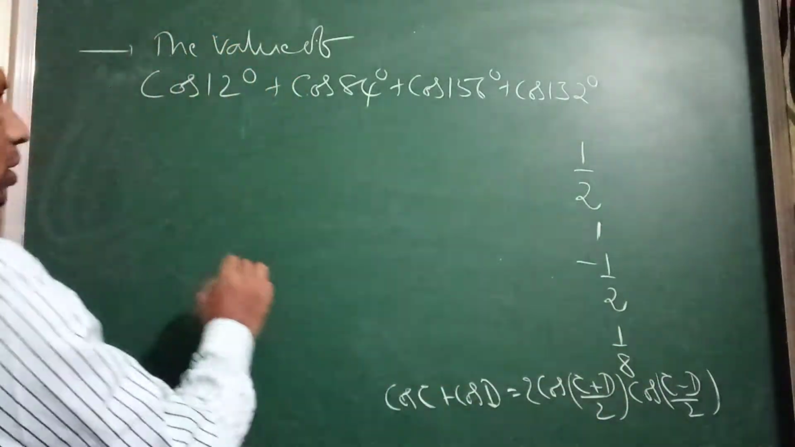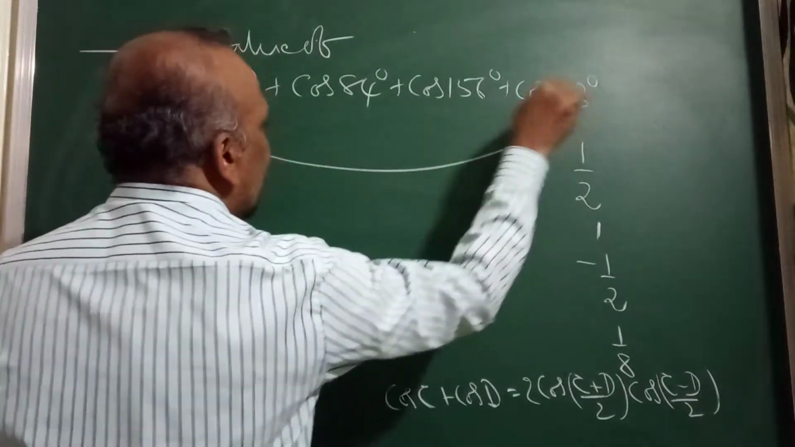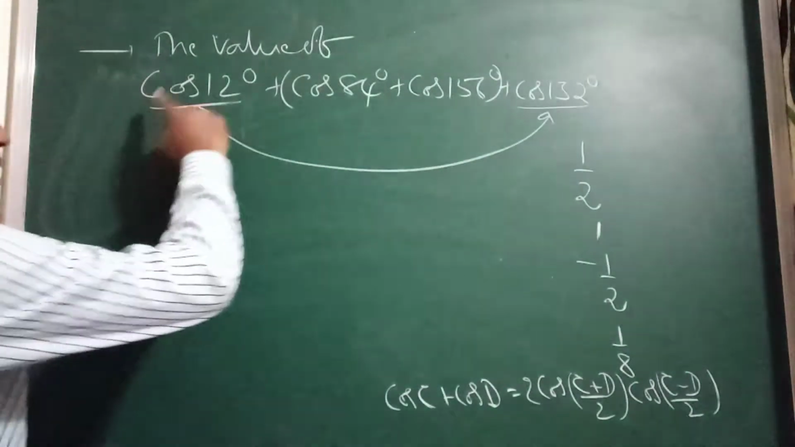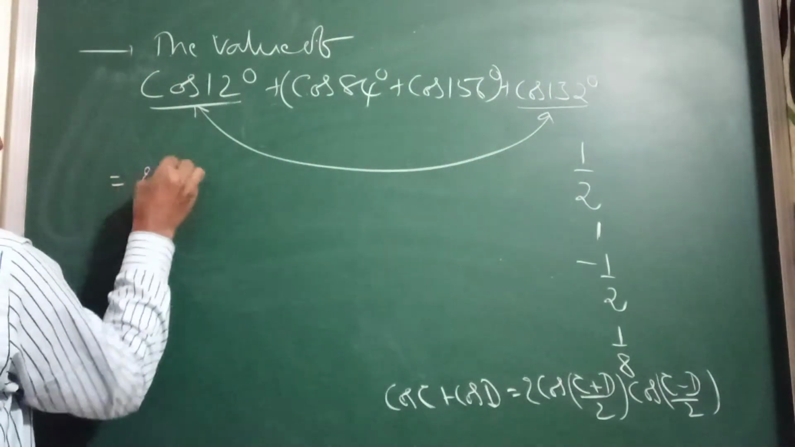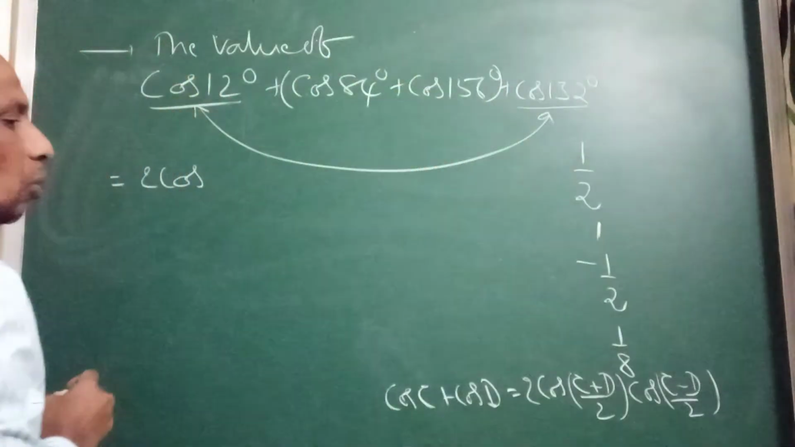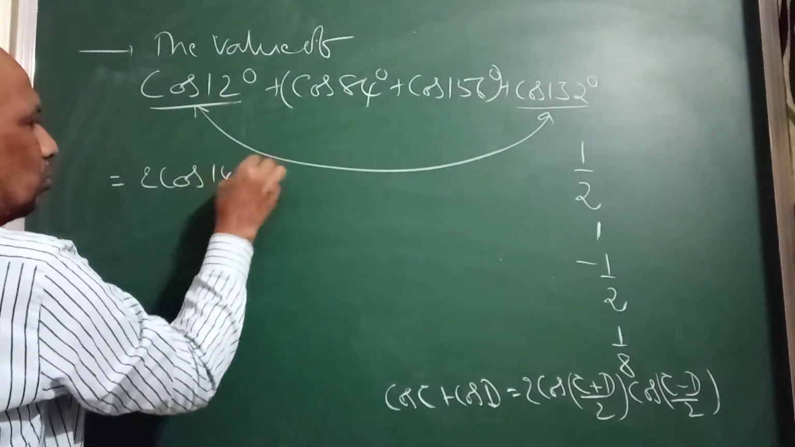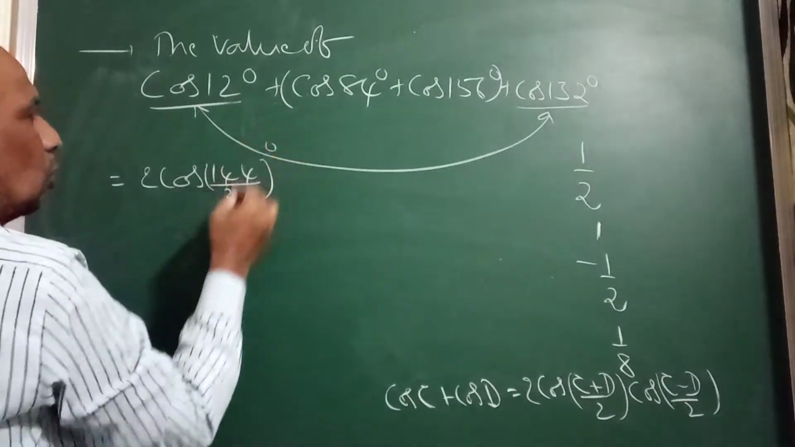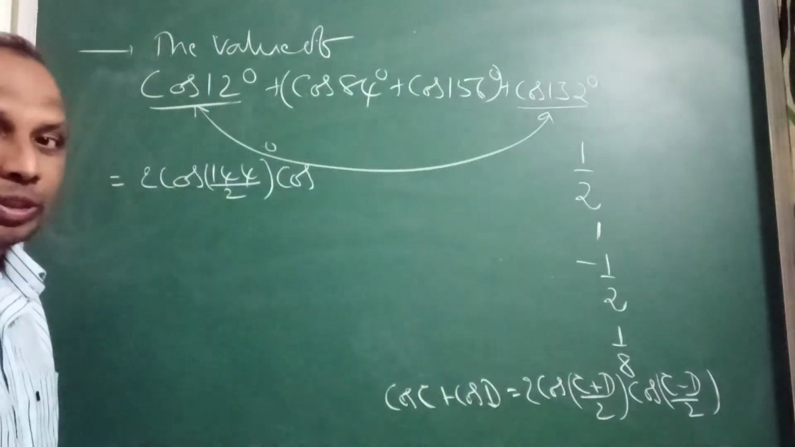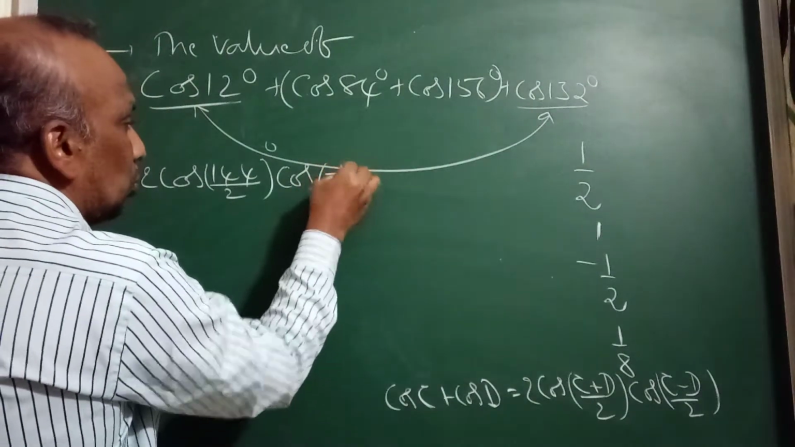If we use this, I am going to make groups. This is one group, and this is another group. Apply cos C plus cos D. This will become 2 cos of (C plus D) by 2. 12 plus 132, you will get 144 by 2. Again cos of (C minus D) by 2: 12 minus 132, you will get minus 120 by 2.